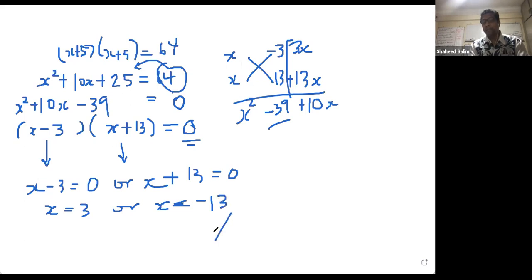Now this is inadmissible. Why? How are you going to have a square with a negative value? Cannot have. So we say rejected. You can write rejected here or inadmissible. This is the acceptable one. So the answer is x equals 3.